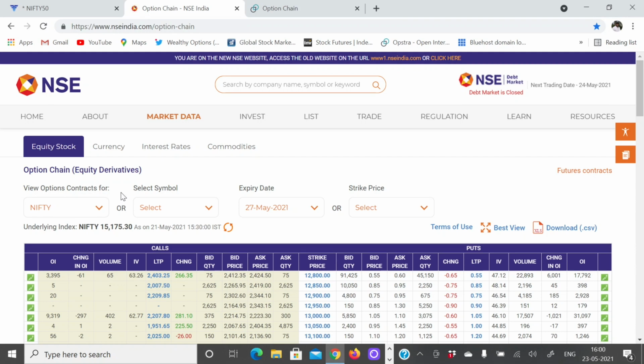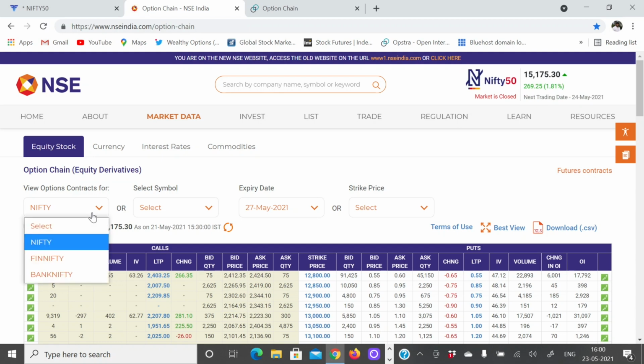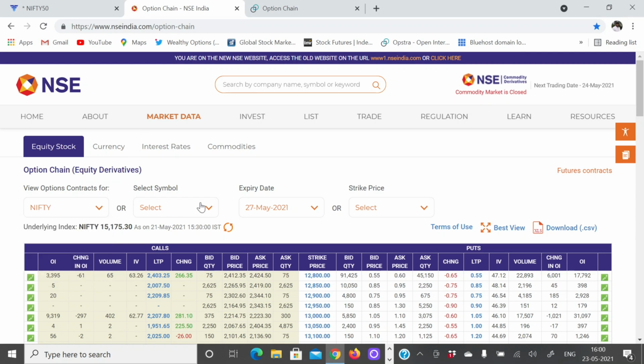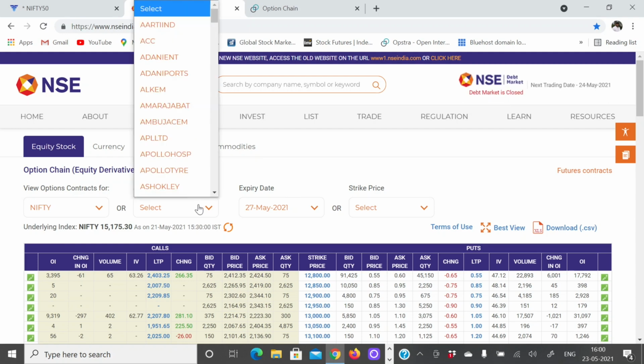So here to select the underlying asset, NSE has categorized them into two categories. First tab, it shows indices which have options contracts. So you have Nifty, Fin Nifty and Bank Nifty, and Nifty and Bank Nifty are very popular in India. And alternatively, if you want to see the option chain for any stocks, you have a whole bunch of stocks, all the F&O stocks, you can select from the drop down list.